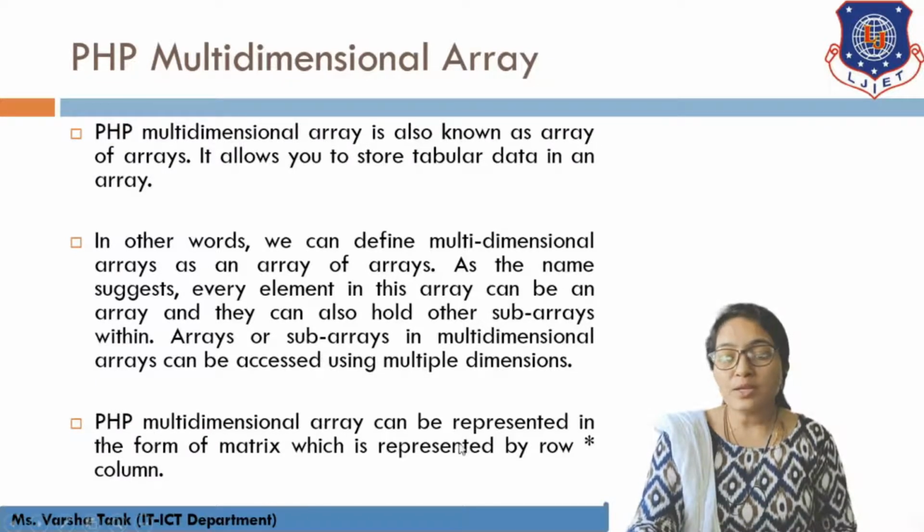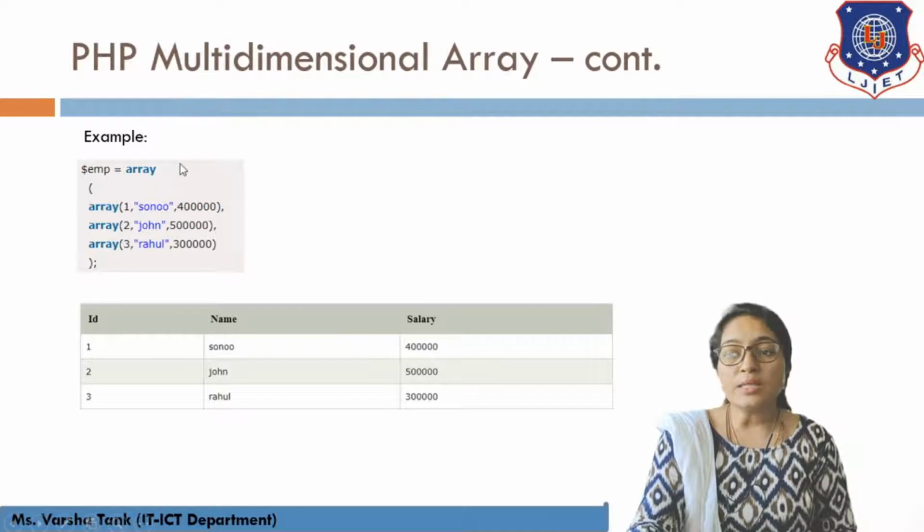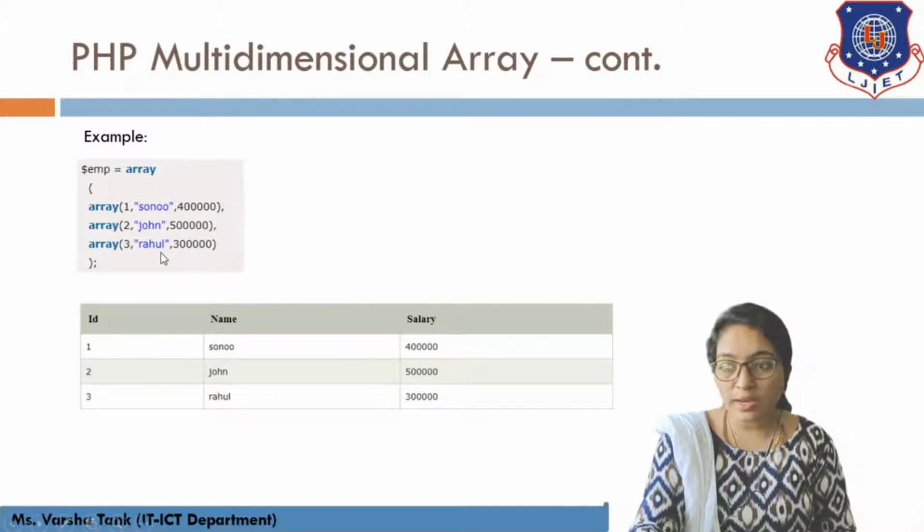Now a PHP multidimensional array can be represented in the form of a matrix, which can be represented by rows and columns. Now here you can see how we are going to create a multidimensional array. Here this $employee is defining one array in which again there are 3 arrays. This array represents the employee's data. Here ID of the employee is 1, name of the employee is Sonoo, and its salary is this. Same way, the second ID is 2, John, and its salary is this. Third, Rahul, and salary is this.